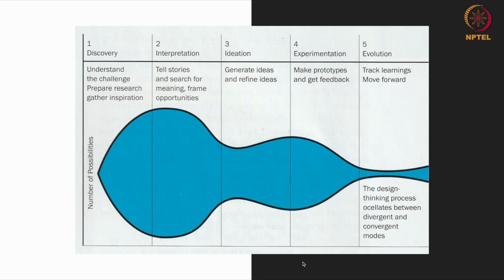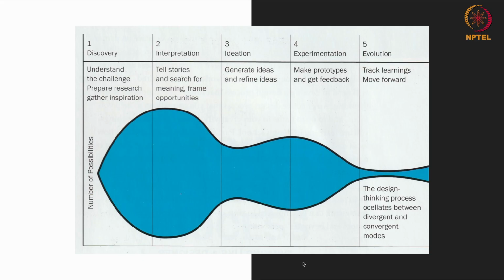So there are 5 phases, right? We just discussed 4 stages. Here there are 5 phases which also have an evolution in terms of tracking the learning and understanding. So if you look at the discovery phase, it is more about understanding the challenges and preparing research findings or gathering inspiration, which is very divergent. It is opening up. And then if you move to the interpretation part, it is more about telling the stories and searching for meanings, and then finding out suitable opportunities to solve the problem.